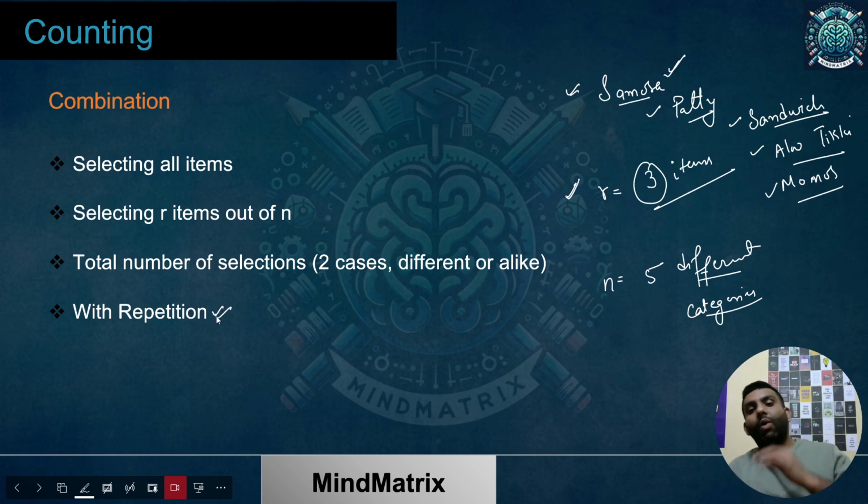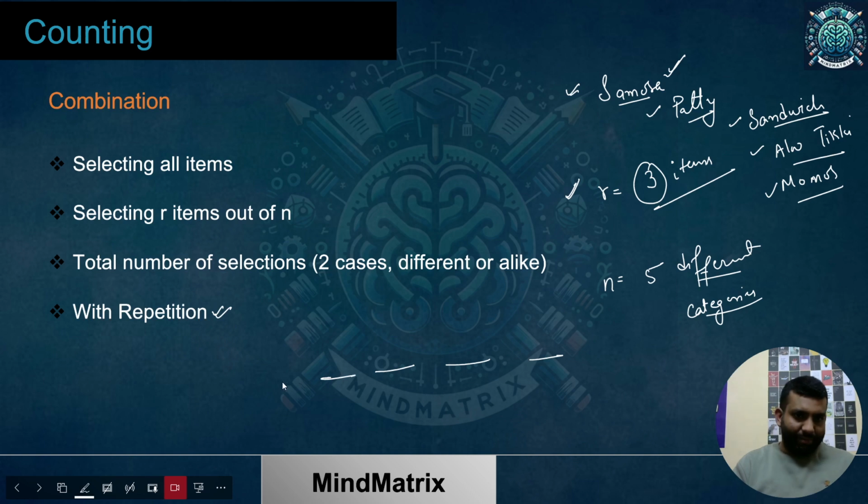Now how do I get the number of ways I can make this selection? To get this, we'll divide it further. Sorry, not three, we are having five partitions: 1, 2, 3, 4, 5. Five partitions I'm having over here. And how many objects do I need? I can say this one is for samosa, let me write samosa. This is for patty.